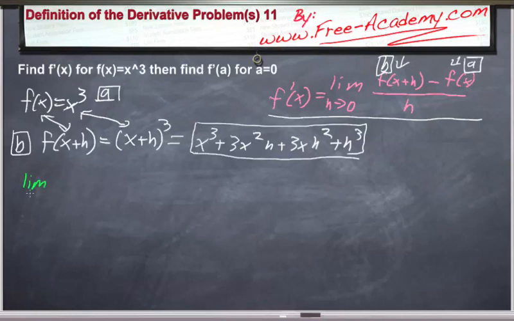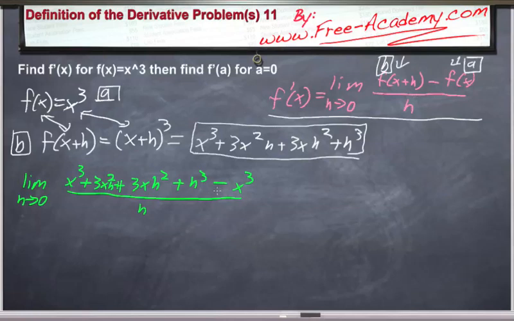So let's write out the limit as h goes to 0 of x to the third plus 3x squared h plus 3x h squared plus h to the third, minus f of x, which is x to the third, and that's all divided by h. So we just plugged the values for f of x and f of x plus h into the equation here. Now we need to solve it down.